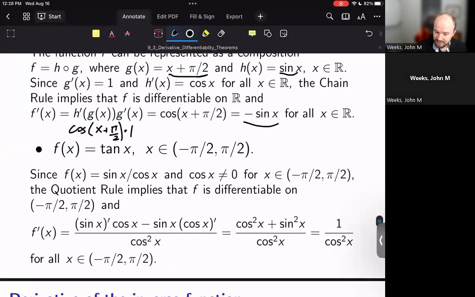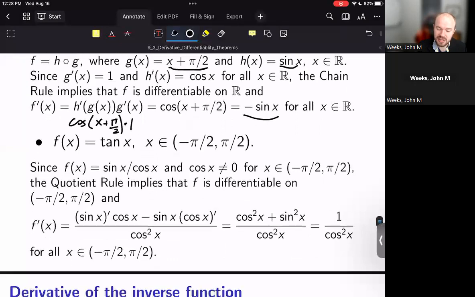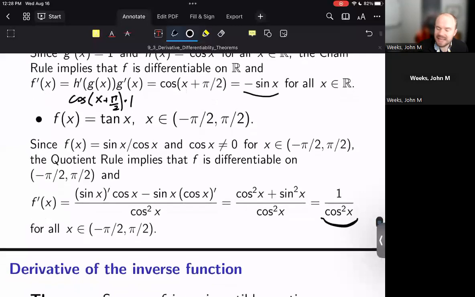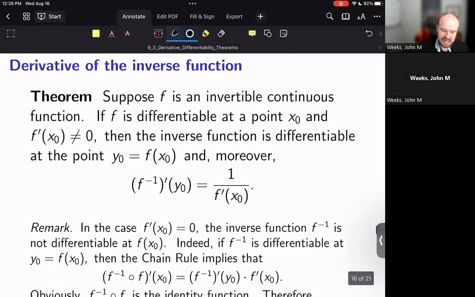Then if you have f of x equals tangent of x, you get to use the quotient rule to give you the formula that you're looking for in this one. So we can now use a lot of these formulas to find any of the derivatives of the trigonometric functions that we have from before. Now let's get to the inverse function theorem.